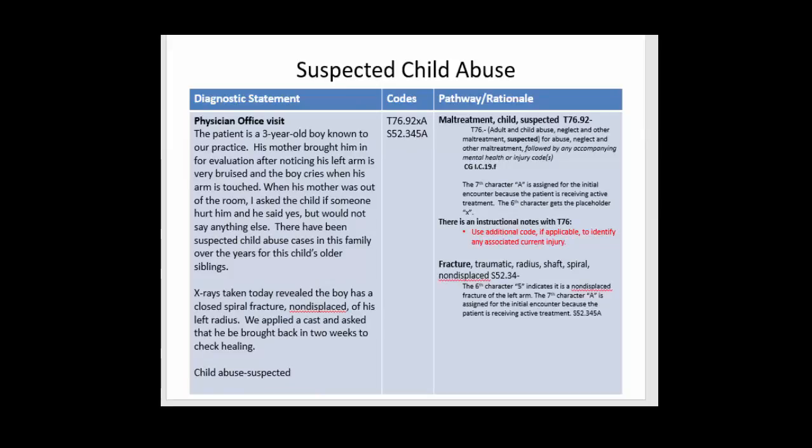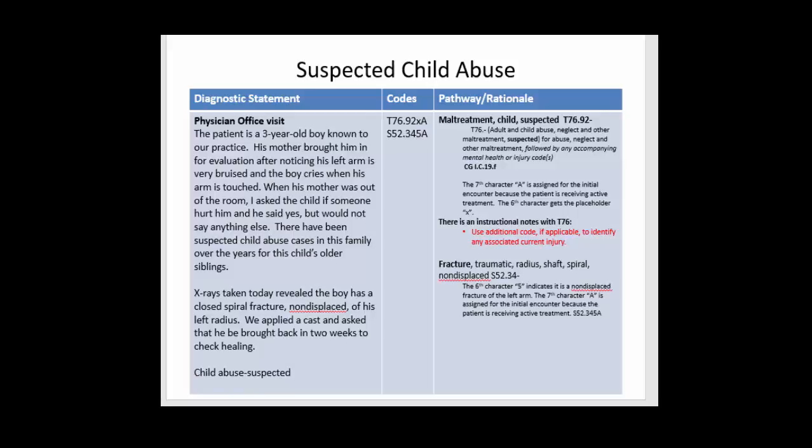Now let's look at a case of suspected child abuse, how your documentation might read. The patient is a 3-year-old boy known to our practice. His mother brought him in for evaluation after noticing his left arm is very bruised, and the boy cries when his arm is touched. When his mother was out of the room, I asked the child if someone hurt him, and he said yes, but he would not say anything else.